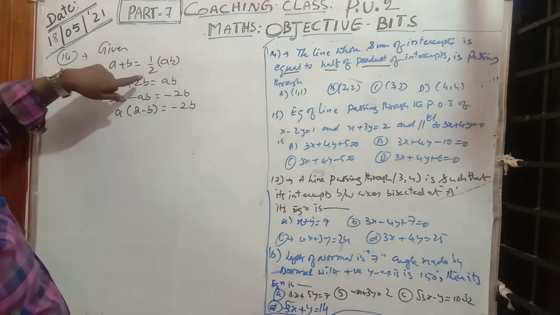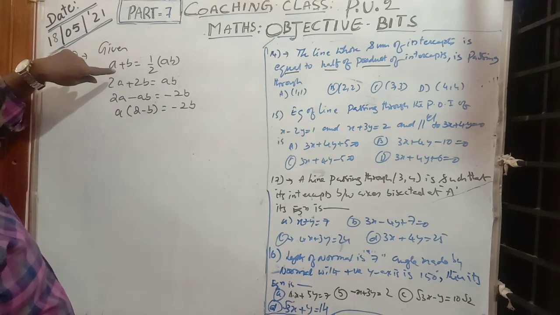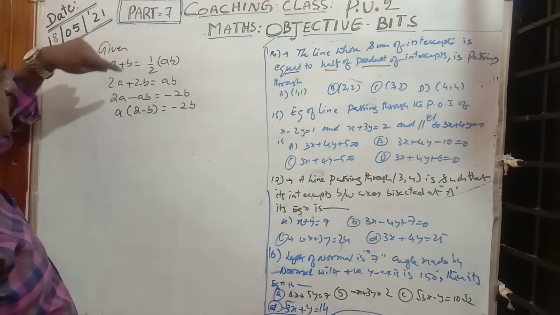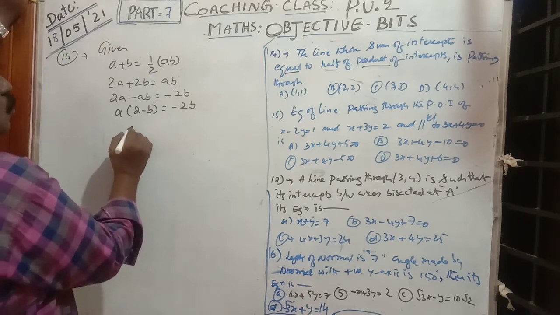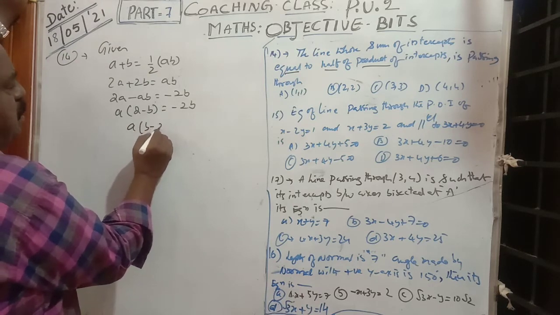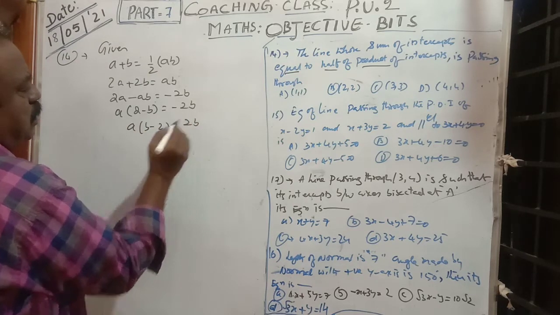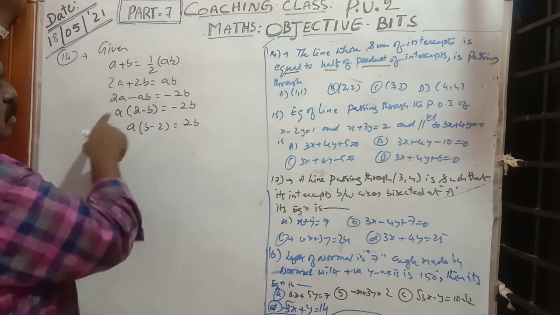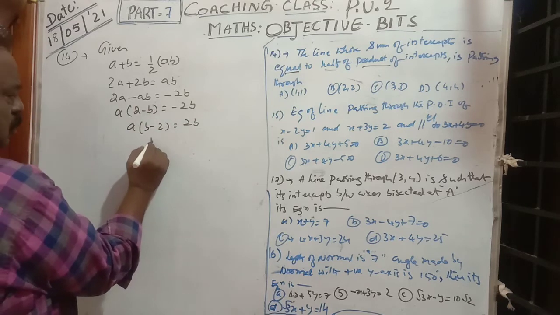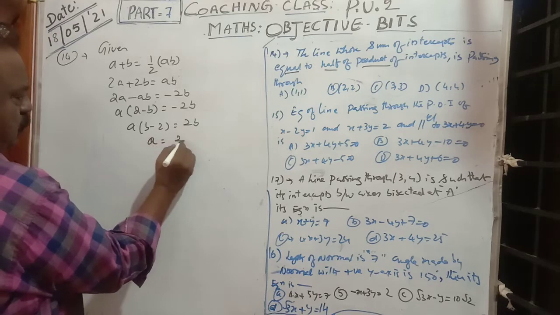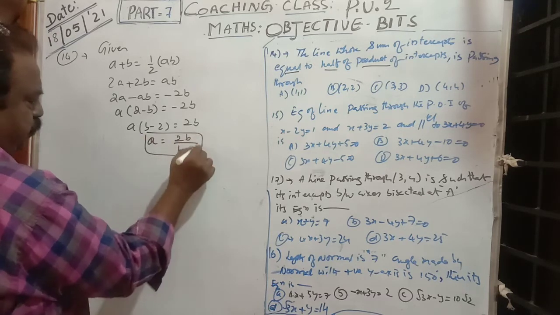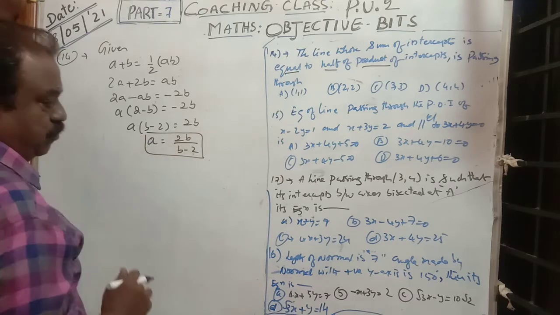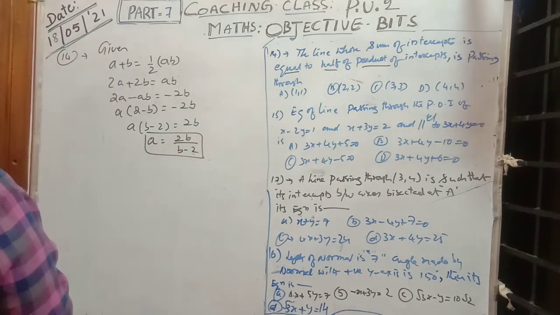You see that, 2 sending to this side. 2A plus 2B is AB. 2A minus AB minus 2B. So it is A of B minus 2 is equal to 2B. I am sending minus on both sides, you take minus. So A is equal to 2B by B minus 2. This is one condition.